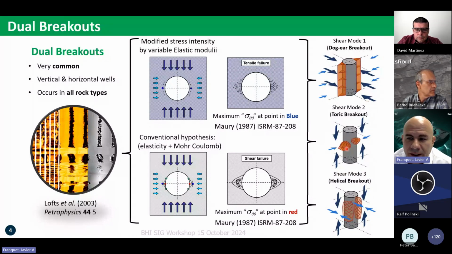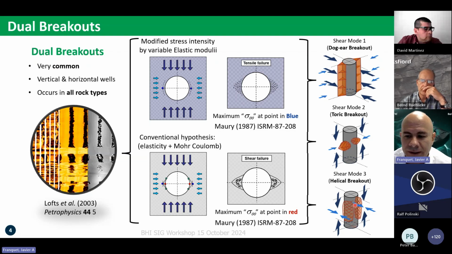But possibly we can end up with toric breakout, and these are more aligned with one of the principal stresses being vertical or aligned to the wellbore direction, and the minimum direction is essentially radial to the wellbore, and that creates the shear in this plane. Now the triangles, I don't know if you notice, are in a vertical plane, whereas the shear here is created in the horizontal plane.